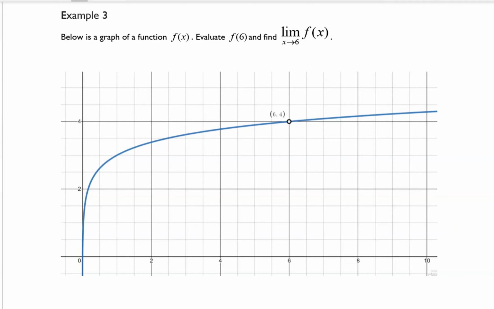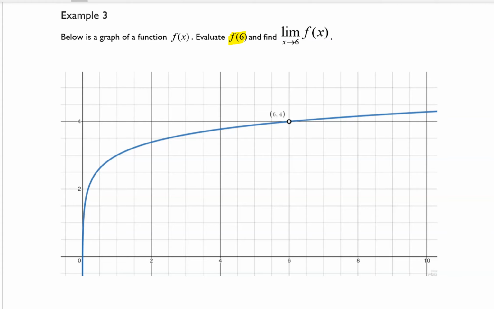Example 3 says, below is a graph of a function f of x. Evaluate f of 6 and find the limit as x approaches 6 of f of x. Let's do this first part where it's asking us to evaluate f of 6.